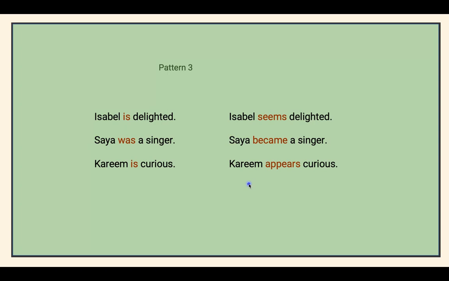You know from the previous videos that the verbs in the column on the left are be verbs. The verbs in the column on the right are linking verbs. They work the same way as be verbs. Actually, we can classify be verbs as linking verbs as well, but be verbs are so special, they get their own patterns.